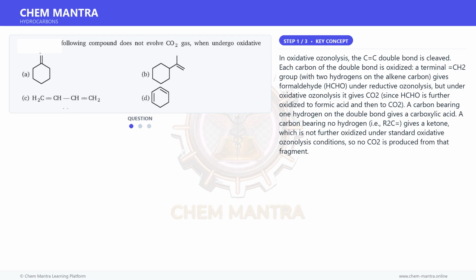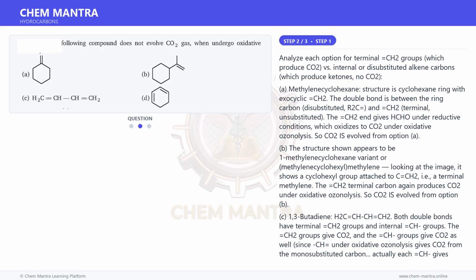A carbon bearing 1 hydrogen on the double bond gives a carboxylic acid. A carbon bearing no hydrogen, that is R2C=, gives a ketone, which is not further oxidized under standard oxidative ozonolysis conditions, so no CO2 is produced from that fragment. Moving on to the next step.